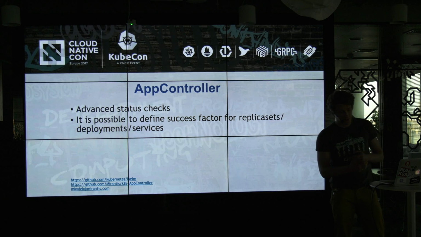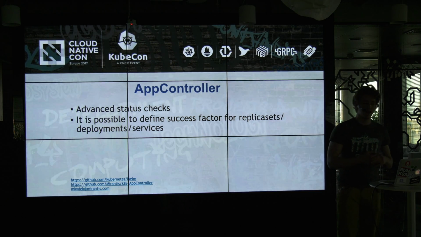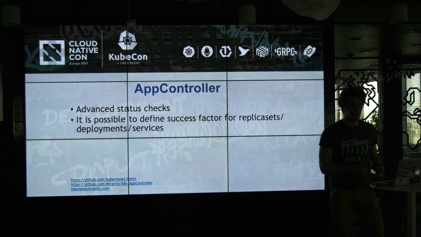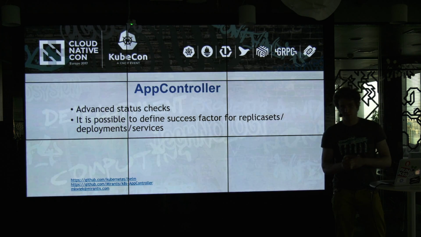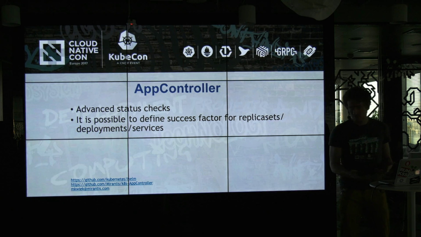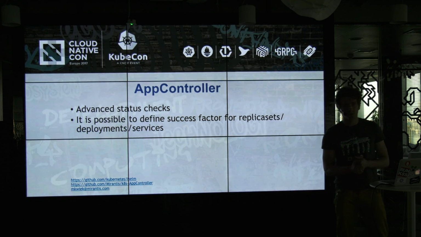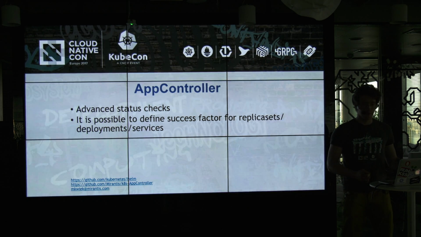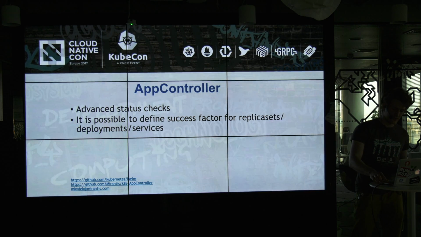Yeah, and AppController also has some advanced status checks. So it's possible, for example, to define a success factor for replica sets or deployments. So if you don't care and you want your deployments or replica sets to be deemed ready if they have only one third of the pods being ready, then it's okay, you can do it. You don't have to have 100% of pods in your replica set being ready all the time, because, well, sometimes it's not really possible.